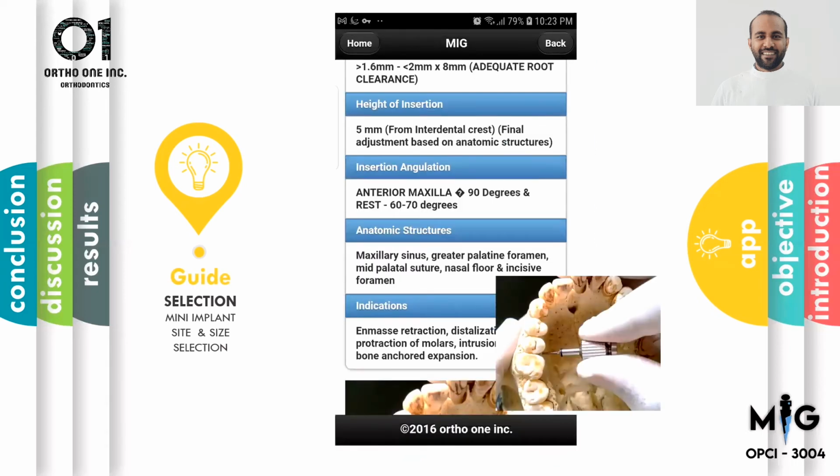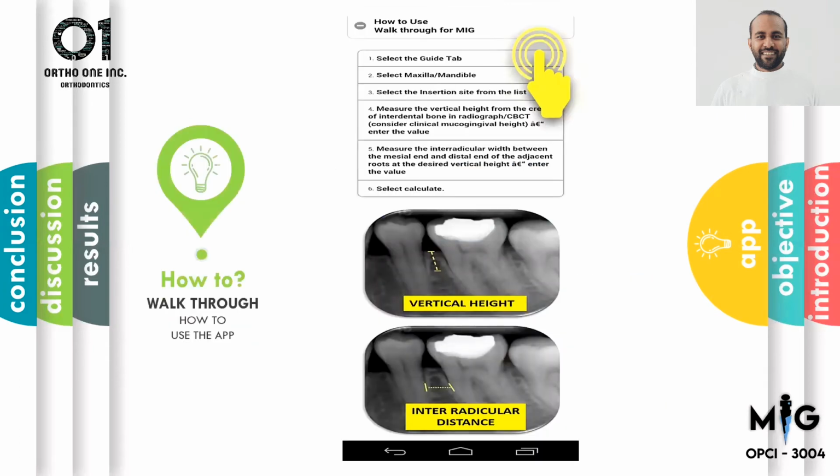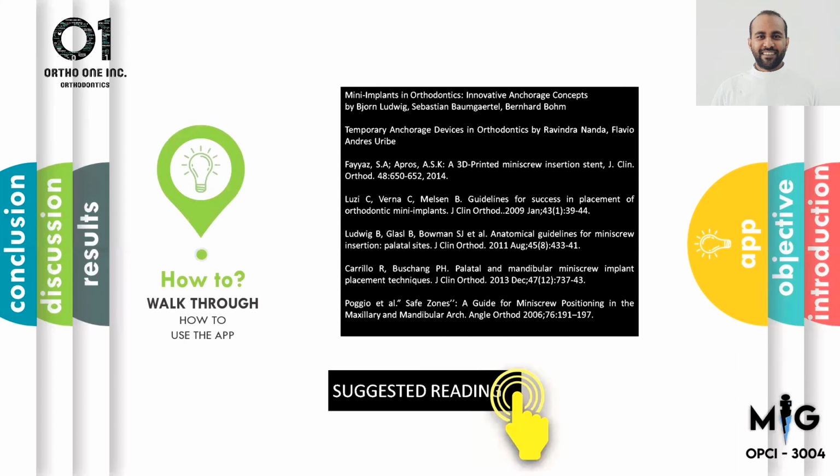This app also has colorful pictorial explanations on how to place mini screws and what the anatomical structures involved are for each dental site. And finally, there is a help section which helps you walk through the entire app, and also guides you on how to select the vertical height and the interradicular distance. There is also a suggested reading section which has been added to this app for comprehensive reading on mini implants.